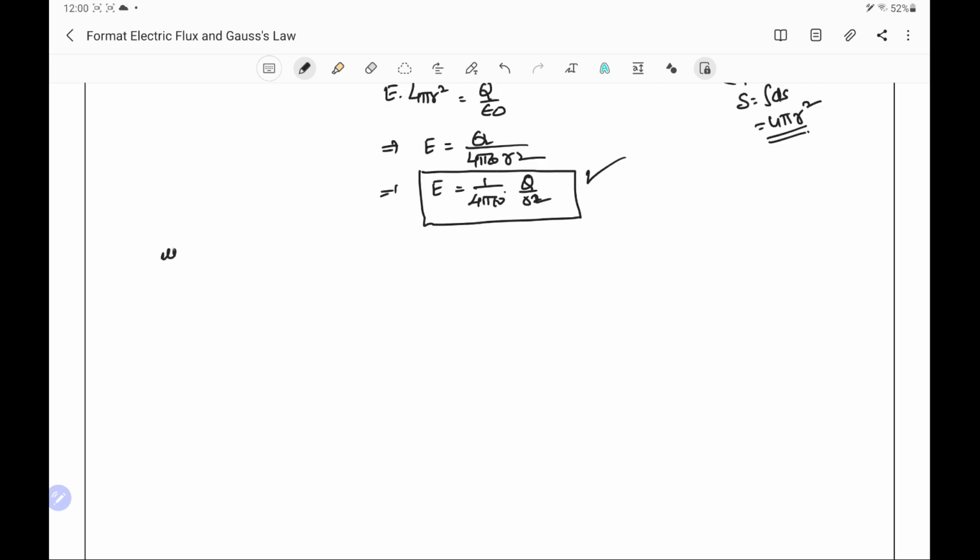Now we take the second case, when r is less than capital R. That is, the point lies inside the non-conducting sphere. Suppose this is the sphere.